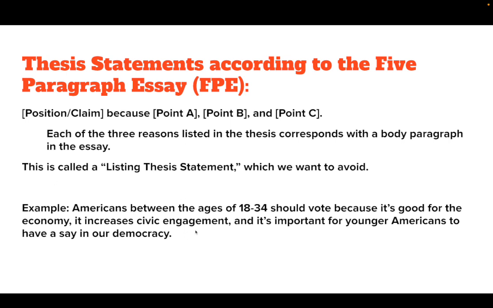So an example of a listing thesis is right here. Americans between the ages of 18 through 34 should vote. So this is the opinion being expressed. Because it's good for the economy, so that's point A. It increases civic engagement, point B. And it's important for younger Americans to have a say in our democracy, point C. So if this were a 5-paragraph essay, we know that the first body paragraph is going to talk about how it's good for the economy. The second will be it increases civic engagement. And then the third will be how it's important for younger Americans to express their voice in our democracy, right? Not very complex.